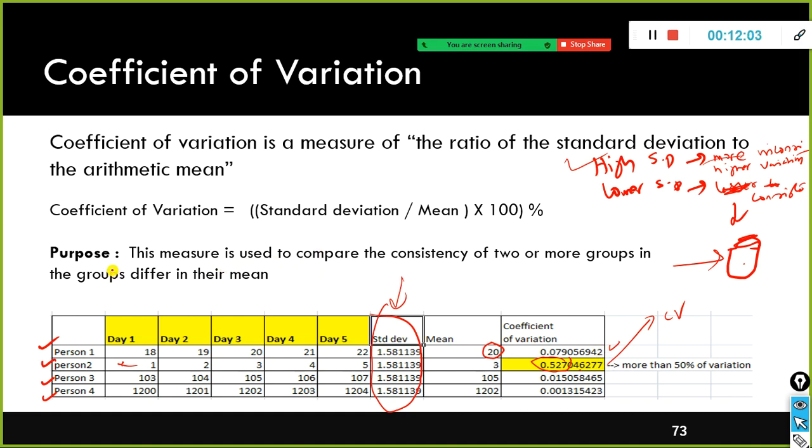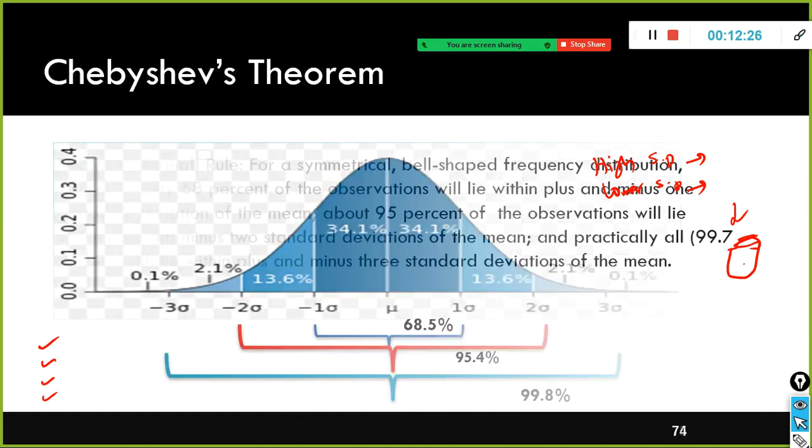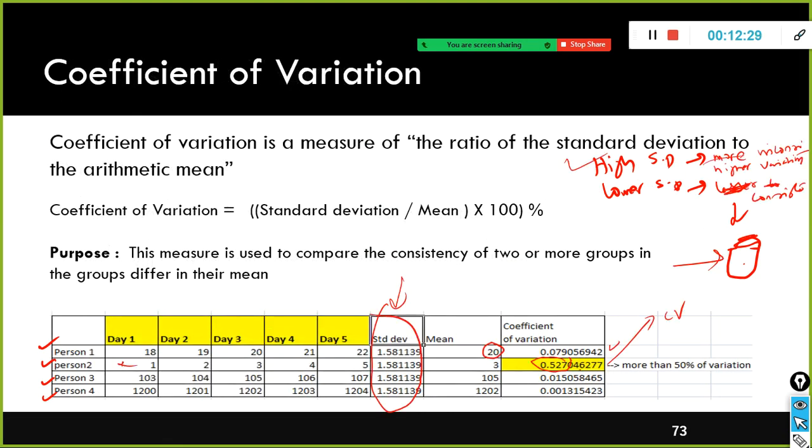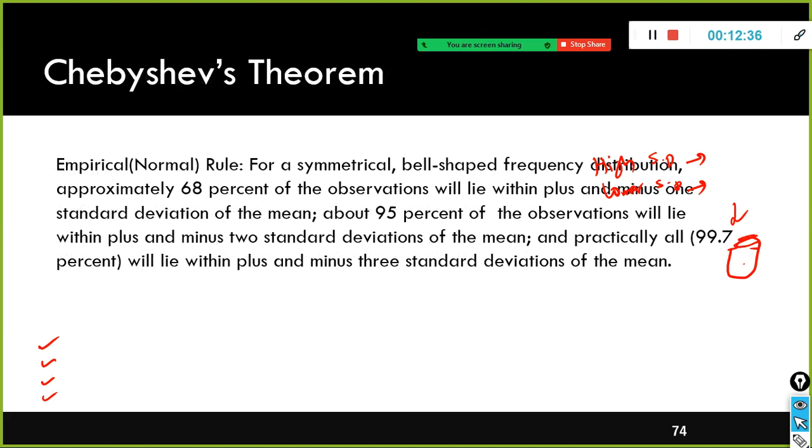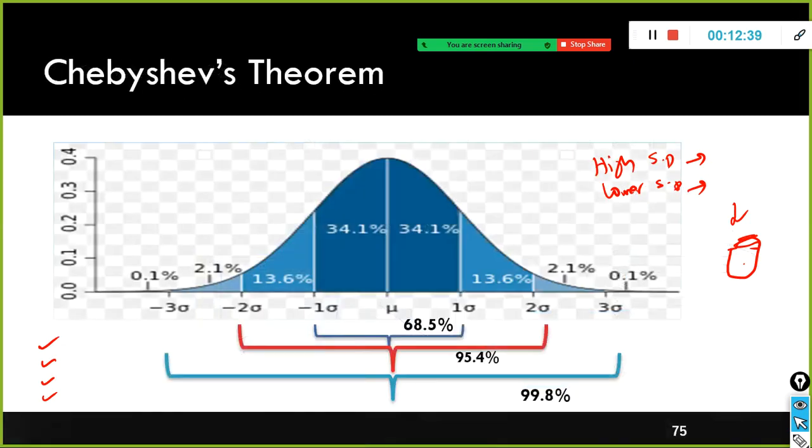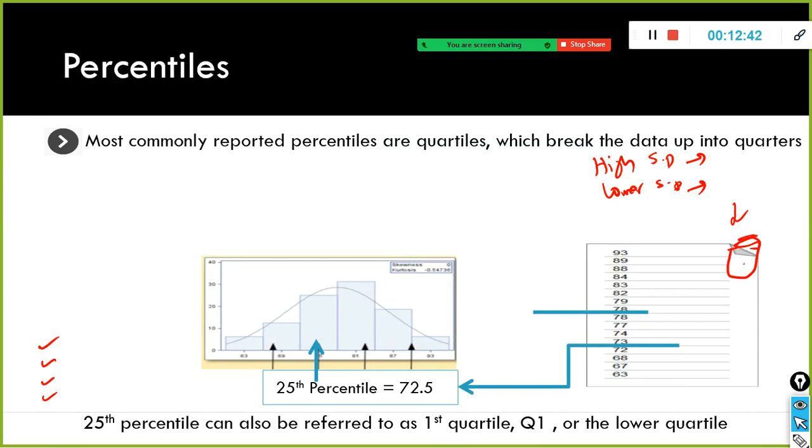The purpose of the coefficient of variation is to compare the consistency of two or more groups which differ in their mean. The mean is different, and also if you want to compare more than two groups, machine 1, machine 2, machine 3, different groups of data, we can use coefficient of variation. It is also very helpful if you want to compare different units of measure of the column values. We will see that at a later point in time. Chebyshev's theorem also we discussed, and we have discussed the use cases and how we can use it.